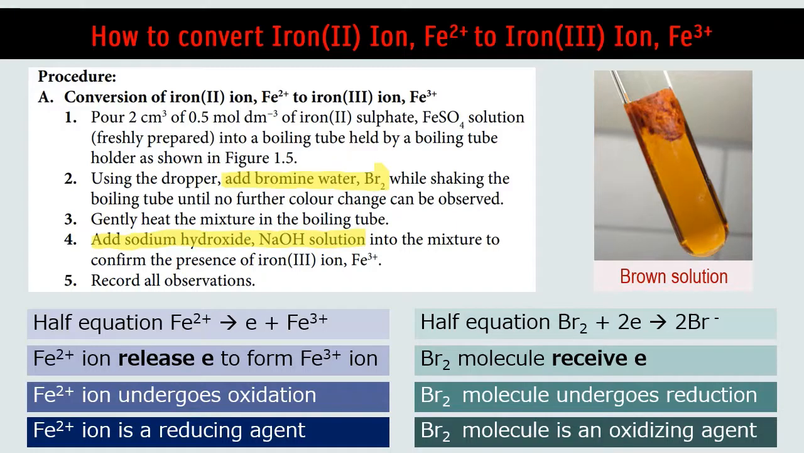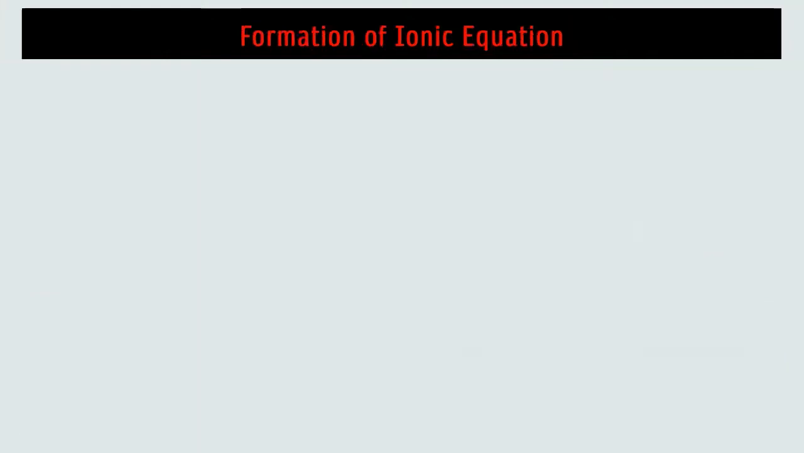The brown precipitate will form. Confirm the presence of iron 3 ions. Next, we have to form an ionic equation. In order to form the ionic equation, we need to write the half equation first.